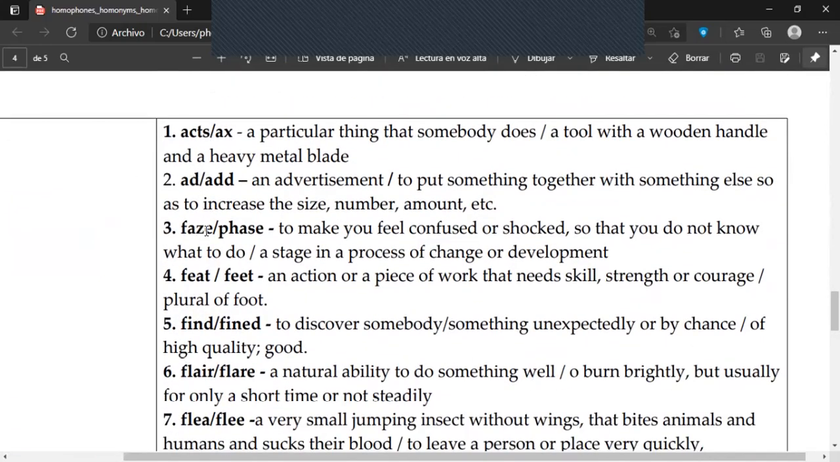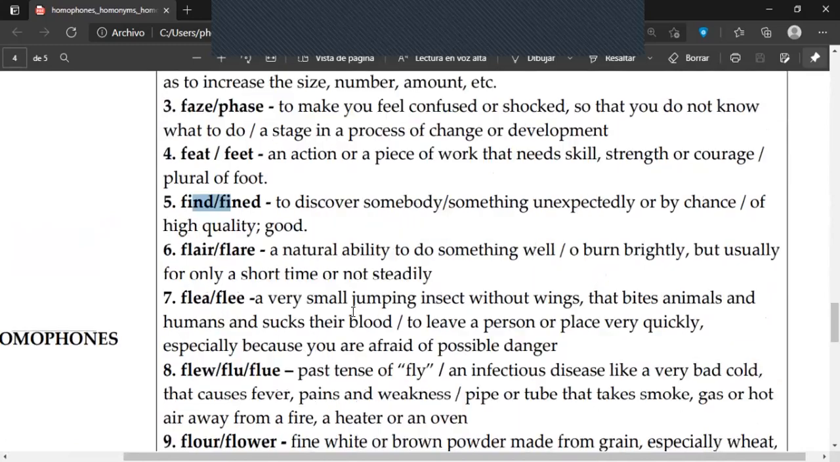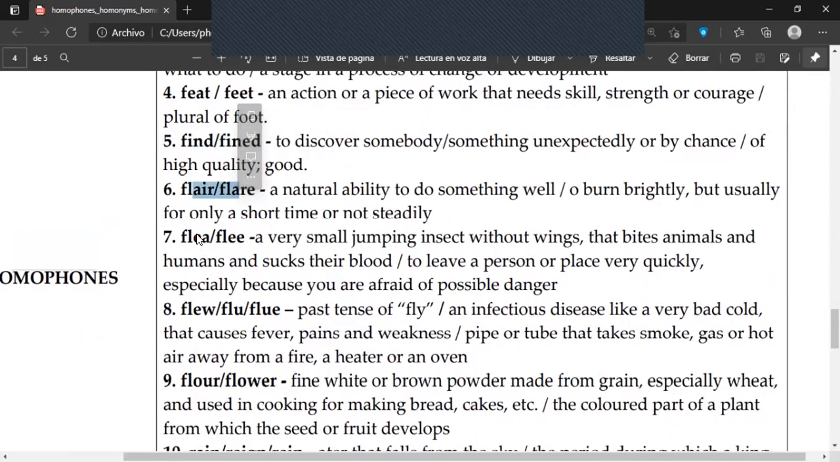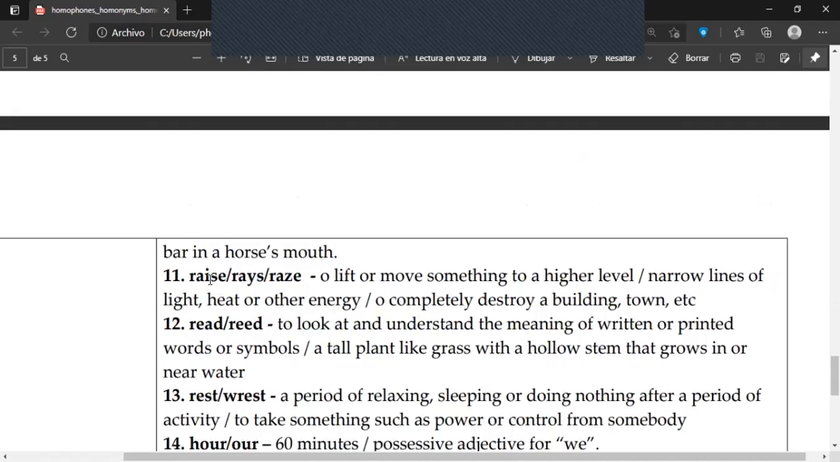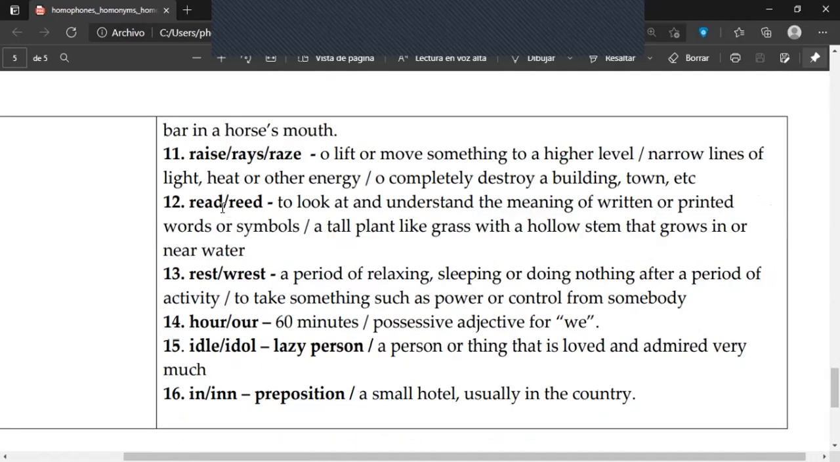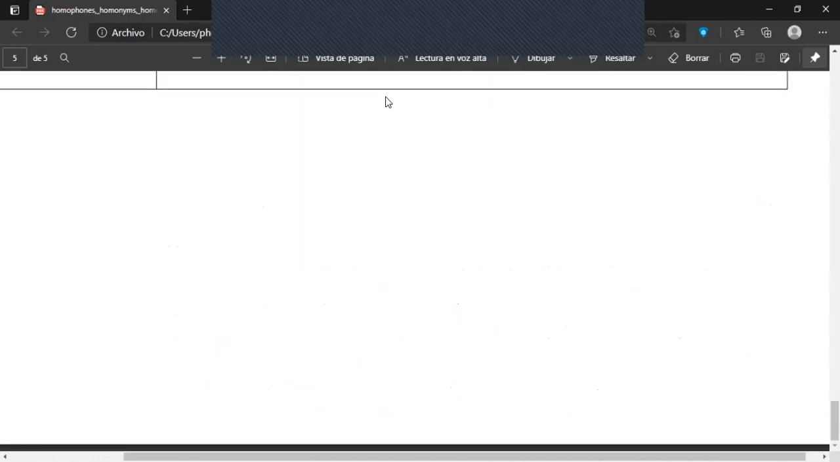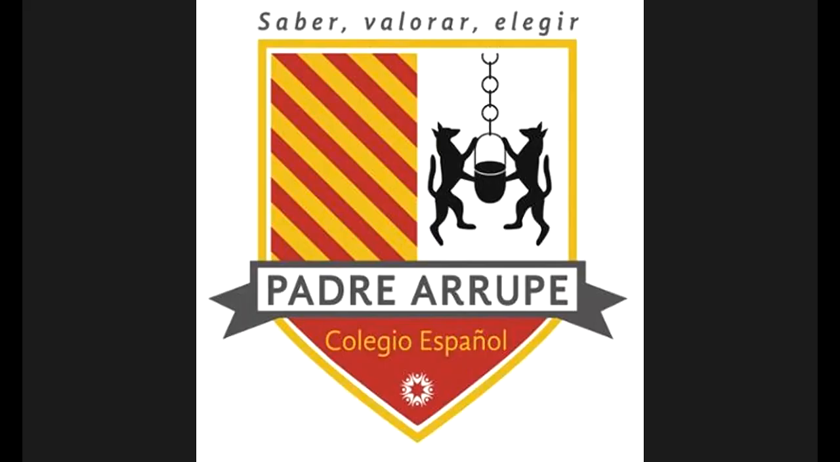Axe, add, face, feet, find, flare, flee, flew, flower and flower, rain and rain, race and race, read, rest, hour, idle, in. And you can find more. So now let's move to the book exercises and we're gonna finish the class with that.